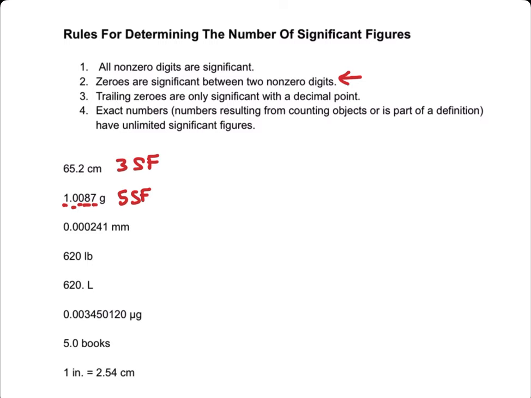0.000241 millimeters. All of the non-zero digits are significant. 1, 2, 3. And all of these zeros are called preceding zeros. They are zeros that come before the number, to the left of the number. These zeros never count. So this measurement only has 3 significant figures.